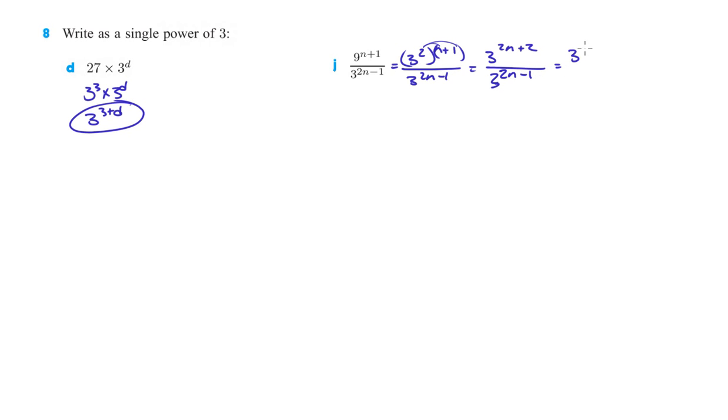So we take this as 3 to the 2n plus 2, and then we're going to subtract everything on the bottom, which is 2n minus 1. So distribute that negative to both pieces, and we get 3 to the 2n plus 2 minus 2n plus 1. So the 2n and the negative 2n cancel each other out, so we just end up with 3 to the 2 plus 1, so that would be 3 to the 3rd. Okay. All right.